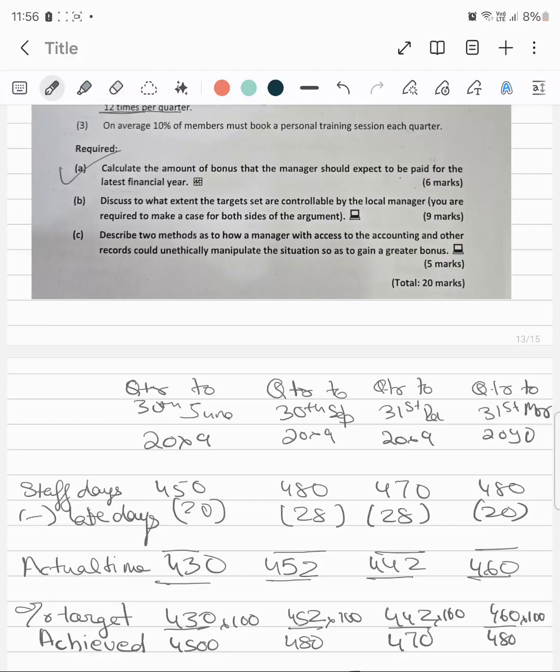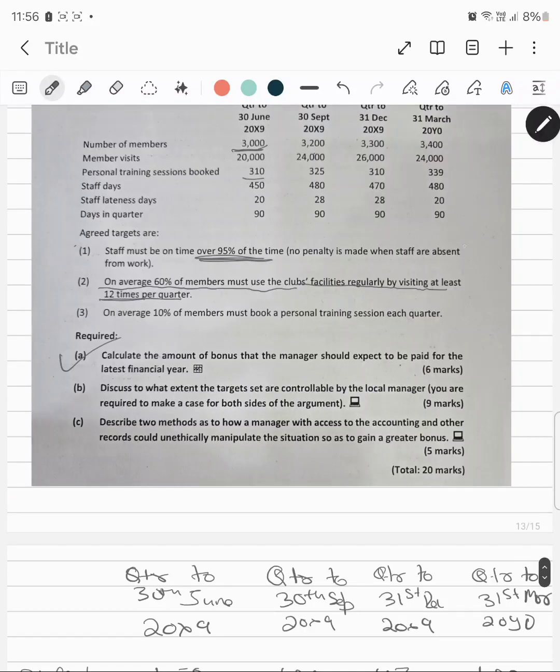Now what are the factors which are controllable by the managers, like staff being on time? We have used staff being on time. This is a controllable factor which manager can control, right?